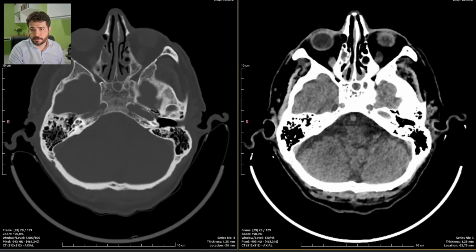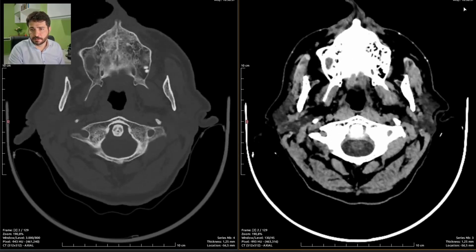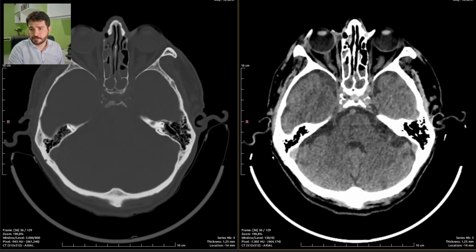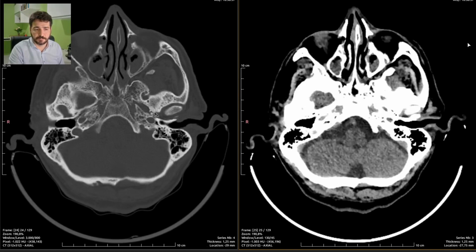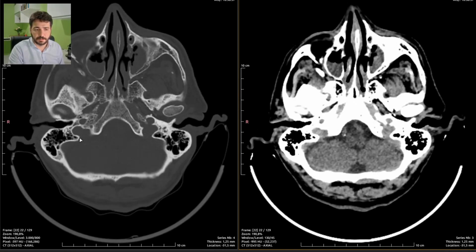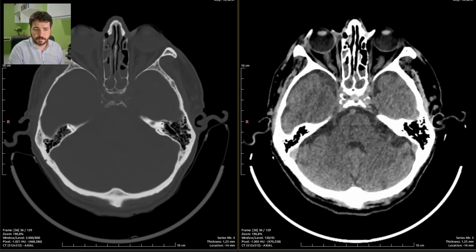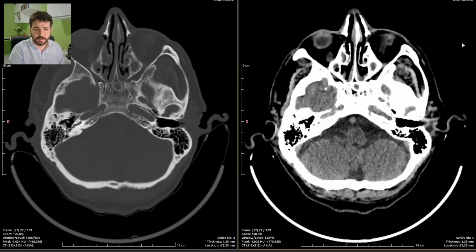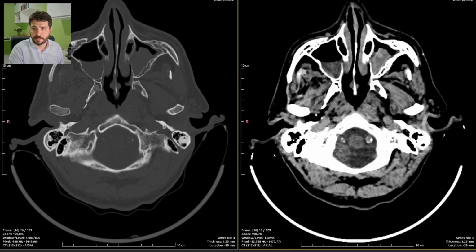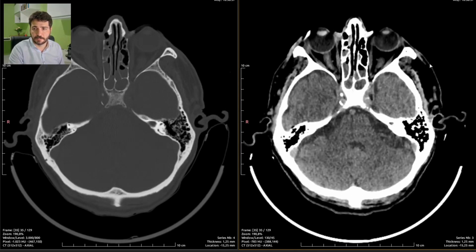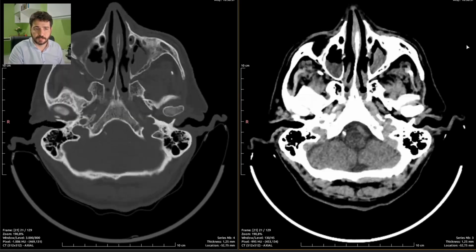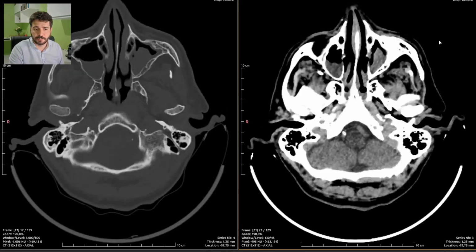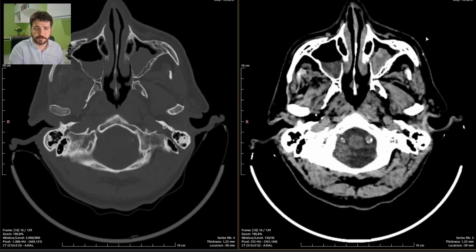We have clearly a sinus disease. This patient has a very diffuse severe sinus infection. The temporal bones are fine, but there is sinusitis, acute and diffuse sinusitis. No signs of trauma, no signs of fractures.